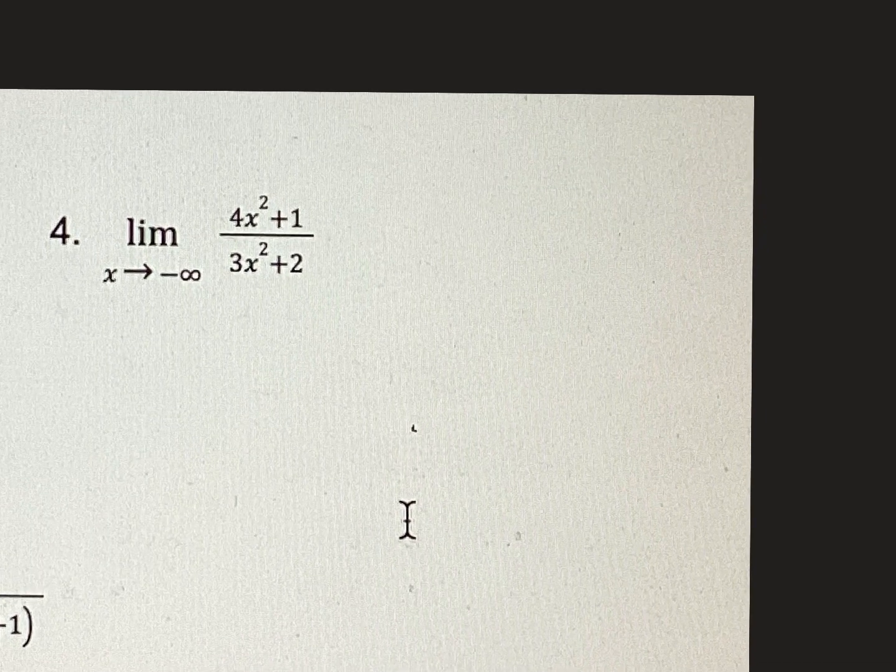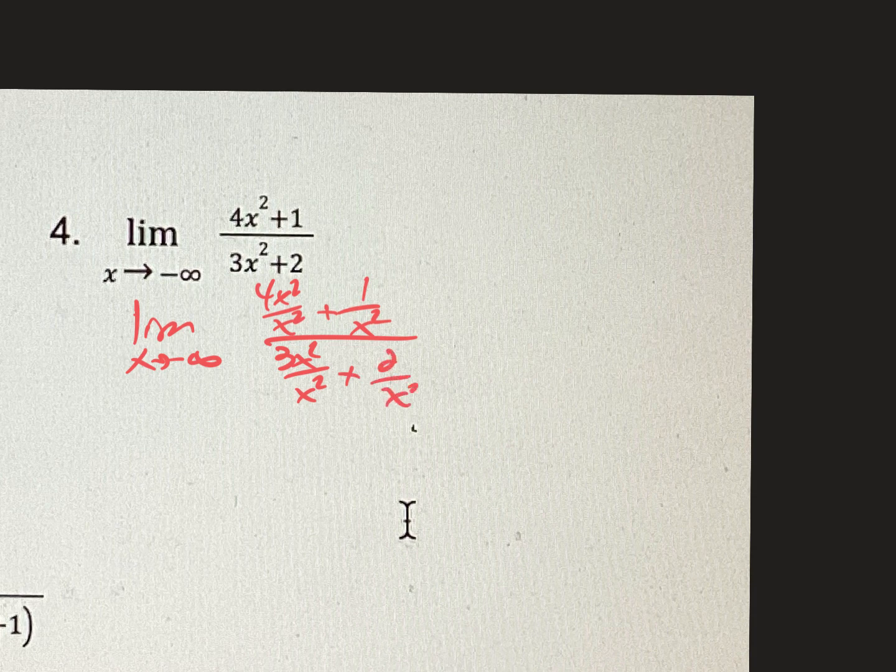Number 4. Number 4 is the top. We divide every single term by the largest x as far as degree goes. So I'm going to say 4x squared divided by x squared plus 1 divided by x squared, over 3x squared divided by x squared plus 2 over x squared.